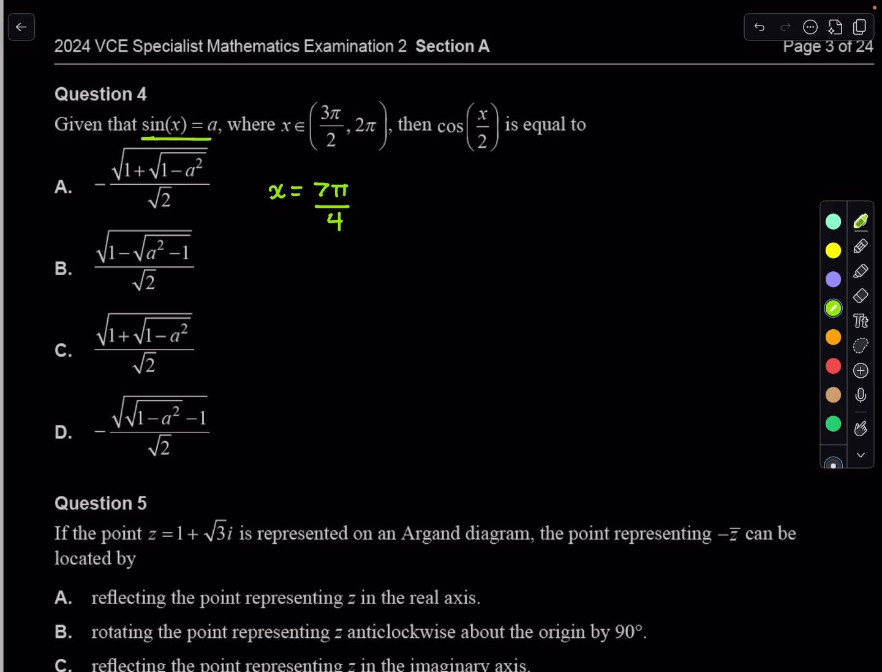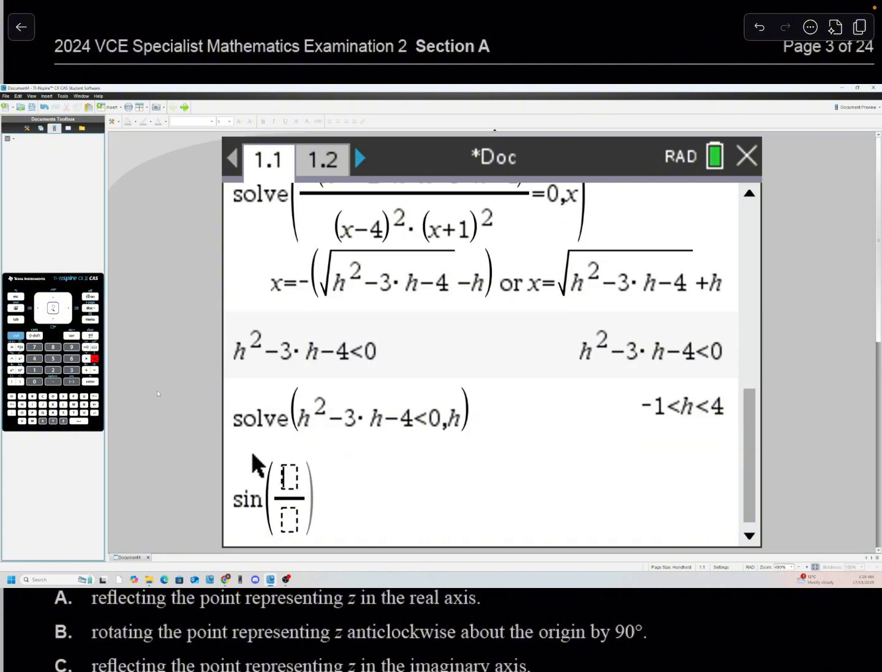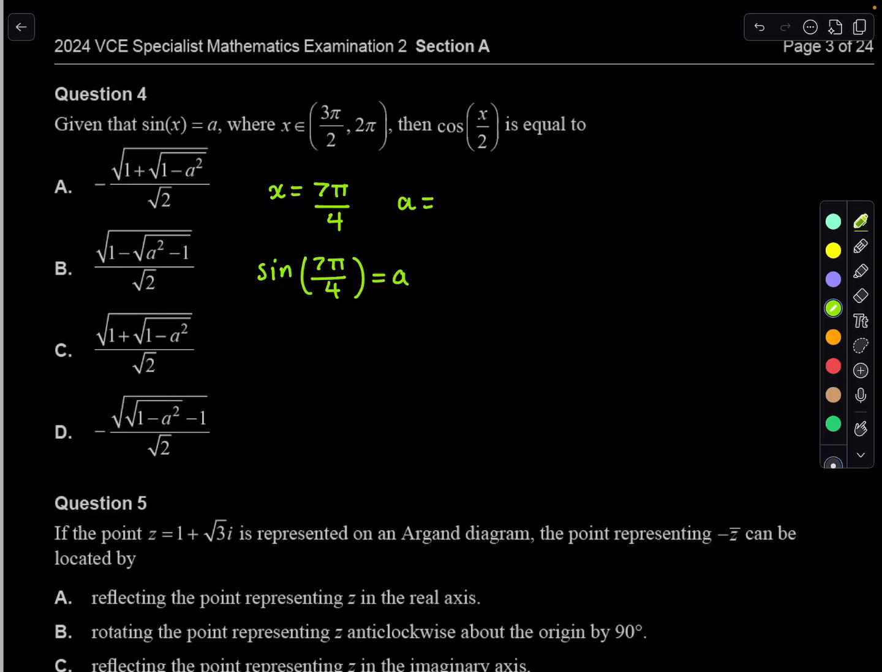And so what's sine x equals a? So I'm going to actually just put what's sine, and our x value, of course, is 7 pi over 4. And that's going to give us our value of a. That's what I'm going to try to find. So let's go to our CAS. So basically, what is sine 7 pi over 4? And that's negative root 2 over 2. Let's write that down. That's negative root 2 over 2.